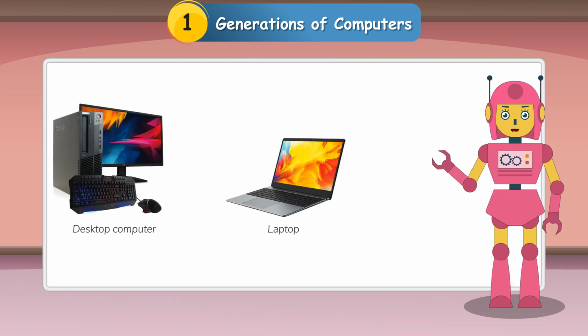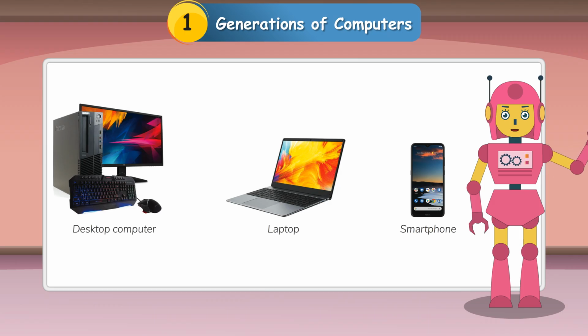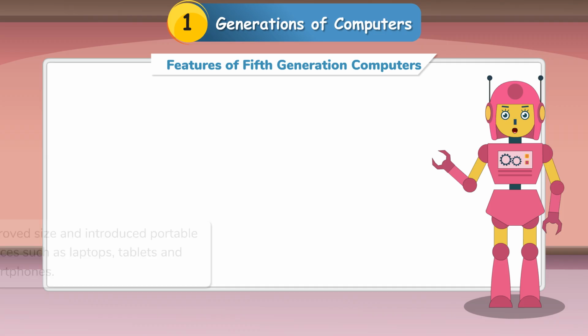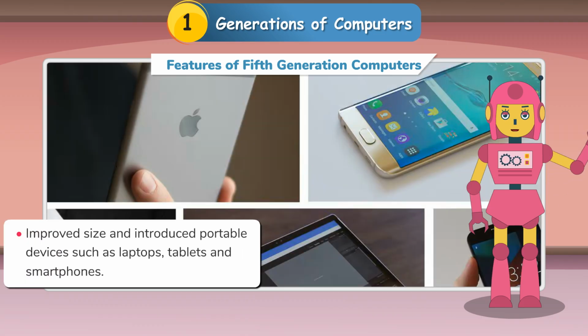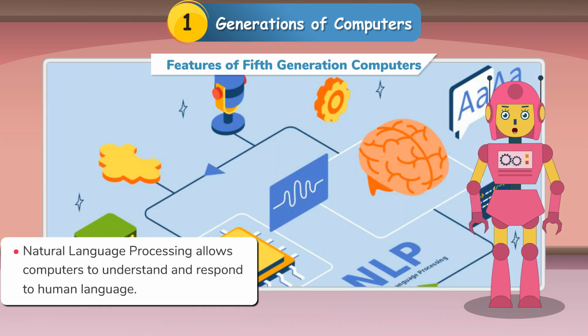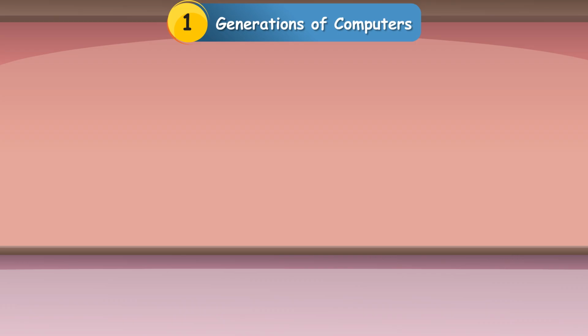Desktop computer, laptop, smartphone. Features of fifth-generation computers. Improved size and introduced portable devices such as laptops, tablets, and smartphones. Artificial intelligence enables computers to perform tasks that typically require human intelligence. Natural language processing allows computers to understand and respond to human language.